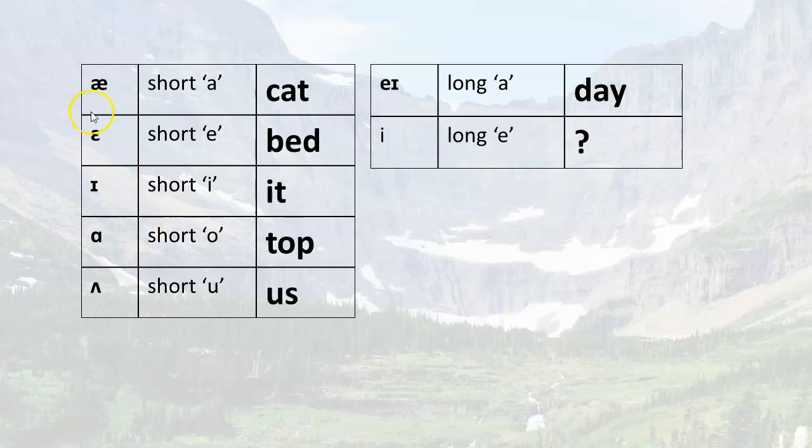Okay, so just a quick review of what we've learned already. We've learned all of the sounds that these letters represent, and remember, this is the International Phonetic Alphabet, or the IPA. These letters are letters in the IPA. So the first one is this symbol here. It's referred to as the short A, and it represents the sound in the word cat. So a cat, a bed, it, a top, us, a day.